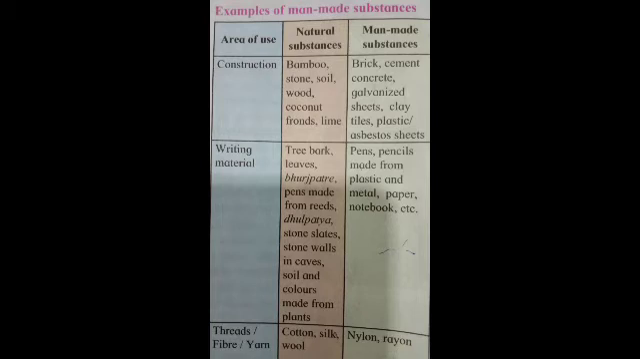And the third thing is threads, fiber, and yarn. As natural substances we use cotton, silk, and wool, and as man-made substances we use nylon and rayon.